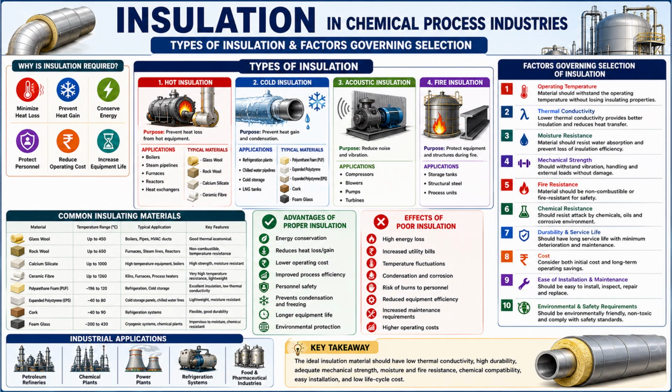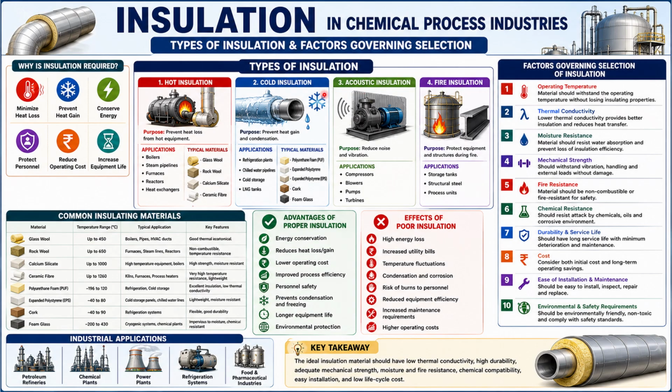Now, the last topic in this section is insulation. First of all, what is insulation? Insulation is a coating that we apply to our pipe or equipment to avoid loss of heat, conserve energy, and so forth. So why do we need insulation? We need it to minimize heat loss, prevent heat gain, conserve energy, protect personnel, reduce operating cost and increase equipment life.